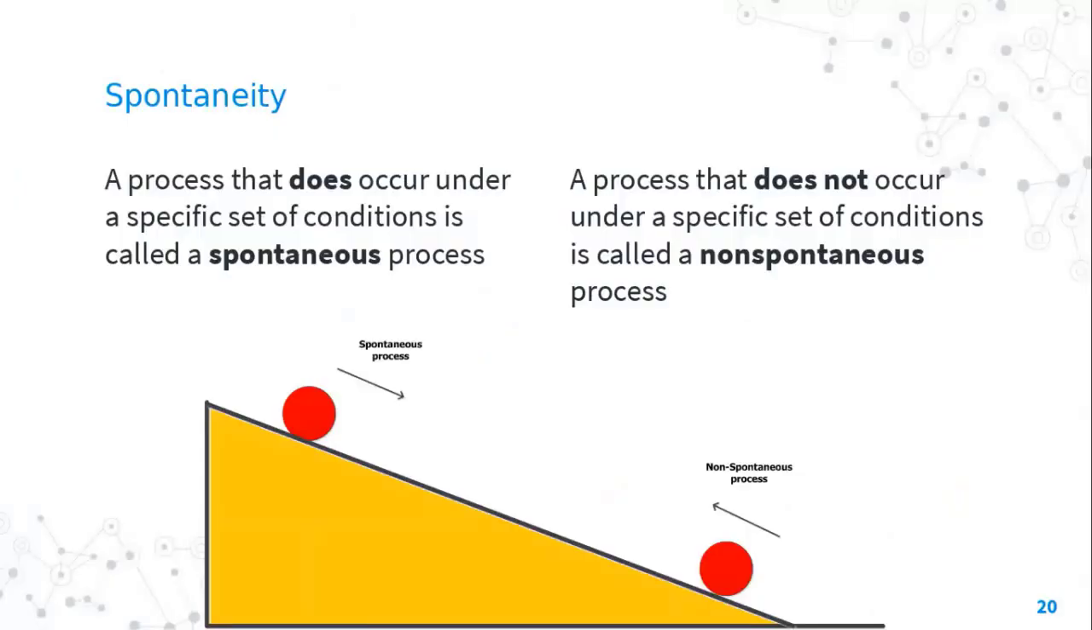Okay, so first we're going to talk about spontaneity. So a spontaneous process is one that's said to occur under a specific set of conditions. It will occur. And then a non-spontaneous process will not occur under a specific set of conditions. So like in this little picture right here, the spontaneous process is the ball going downhill because you don't need to put in any extra energy or anything. It will just roll down on its own. But then a non-spontaneous process would be that ball trying to go back up the hill. It won't just do that on its own. You would have to add some kind of extra force or energy to make that happen.